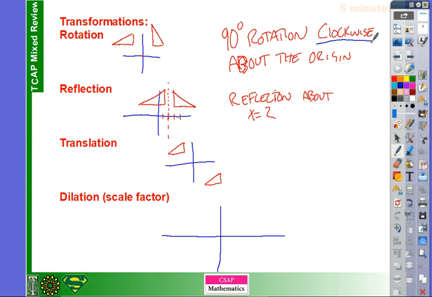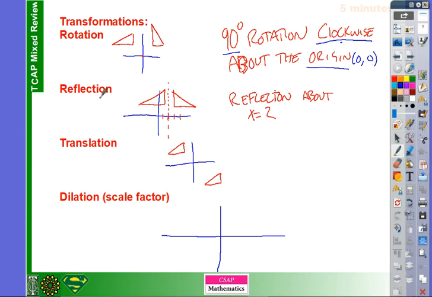So when you're describing a rotation, you have to have a degree measurement that you're rotating it by, which direction, clockwise or counterclockwise, and the point at which you rotate it around. Most of the time you'll see problems with the origin, or 0, 0, but it is possible to rotate things around different points as well, and that's no big deal.